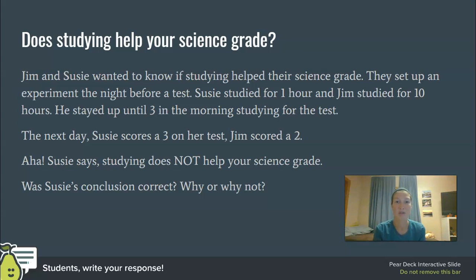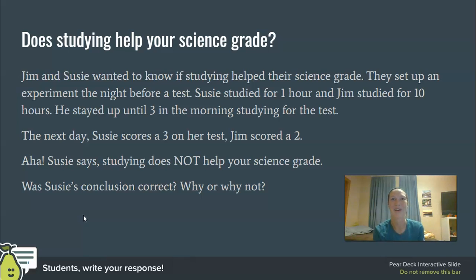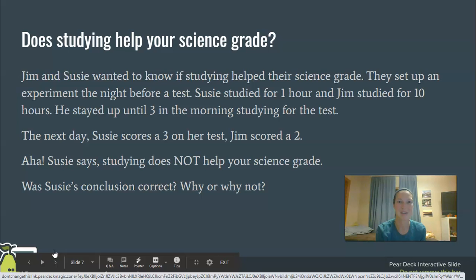The next day, Susie scored a 3 on her test. Jim scored a 2. Aha, Susie says, studying does not help your science grade. Was her conclusion correct? Why or why not? So again, kind of think about what else could affect your science grade. Think about our conversation about humans yesterday and how humans are so different from each other before you type your response there. Again, a couple sentences is what I'm looking for.